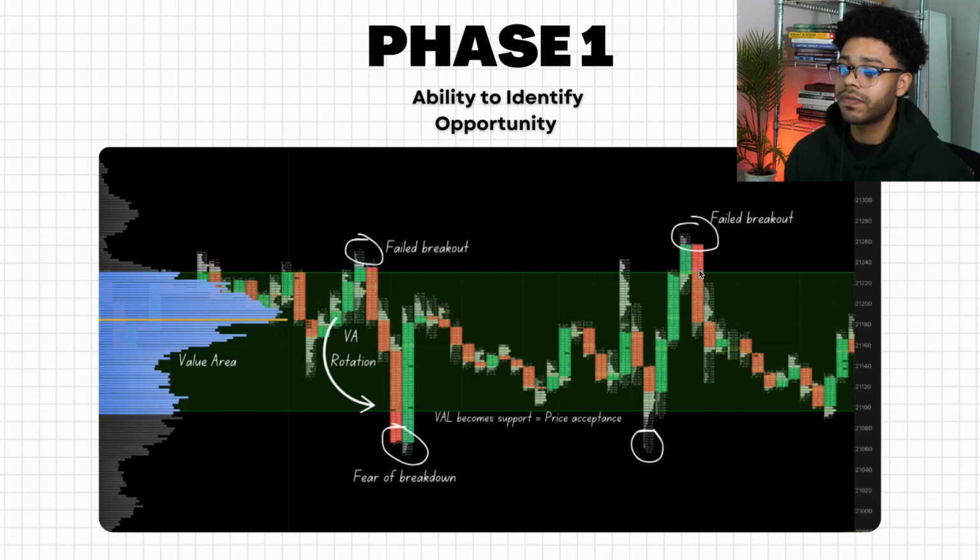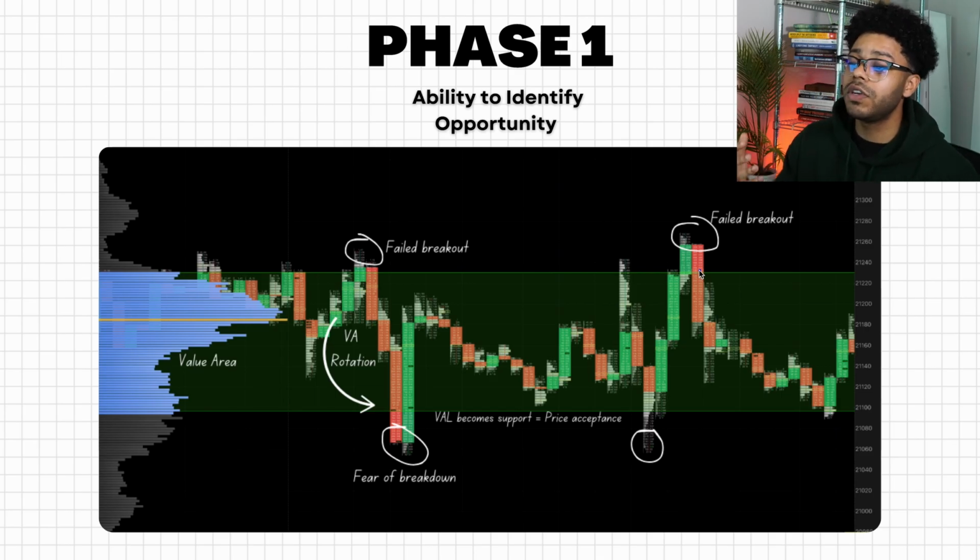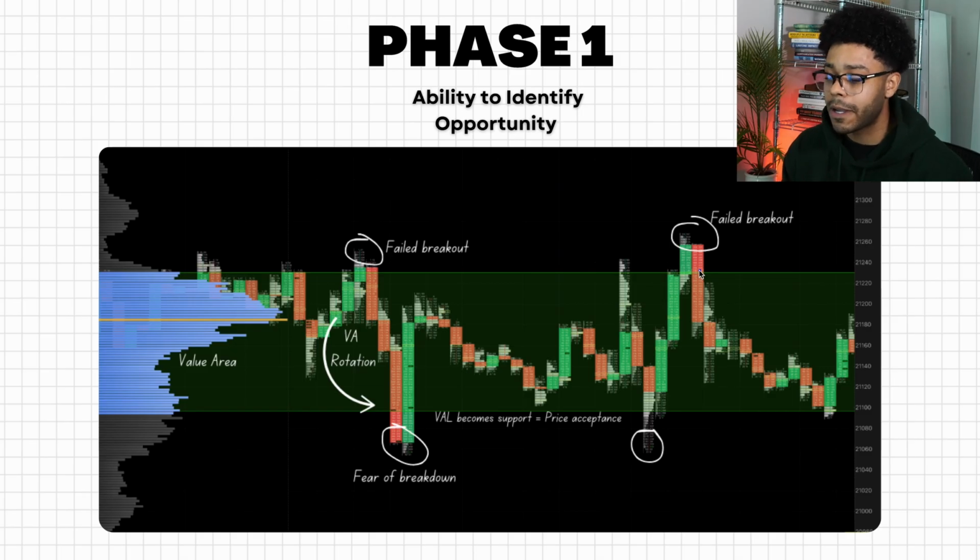So I can ask myself, am I able to identify opportunity, and do I know how to identify opportunity? And that's going to be, yeah, I know how to use a volume profile. I know how to identify opportunity using a volume profile. That's going to be step 1. Do you even know how to identify opportunity? Now, taking advantage of the opportunity that you can identify is going to be a whole nother question. But number 1, can you even identify opportunity?